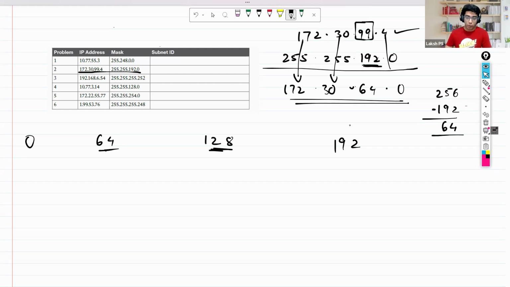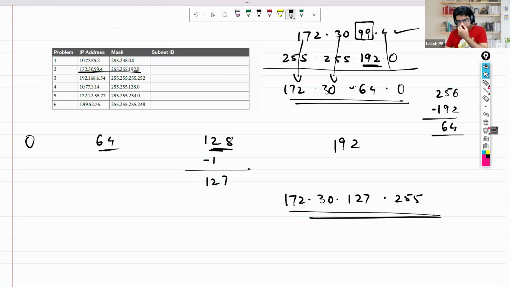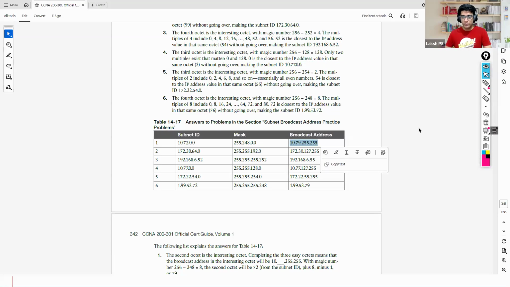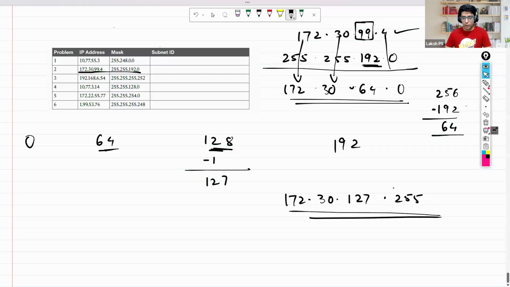And what is going to be the broadcast ID? 172.30. Wherever there is 0, we will write that as 255. But this number over here will be minus 1 of 128, so that gives us 127. And hence, the broadcast ID will be 172.30.127.255. Okay, let's check the answer. See here, the broadcast ID is 172.30.127.255, which is what we have calculated.